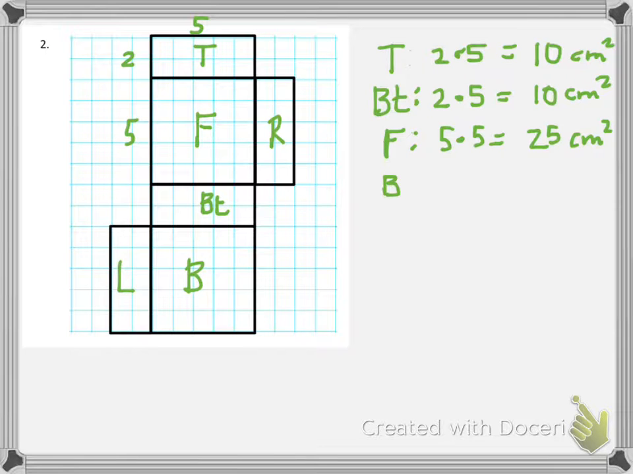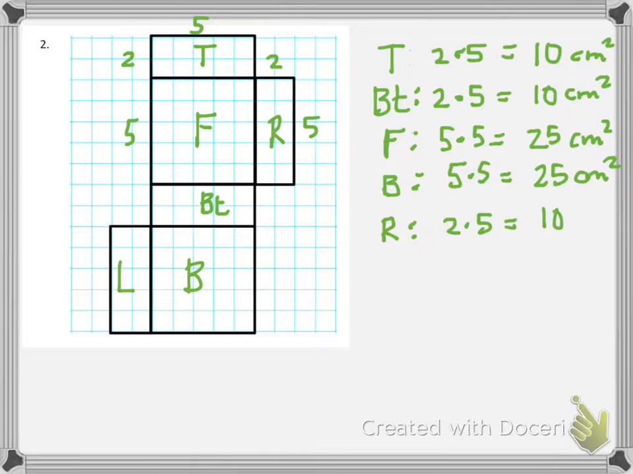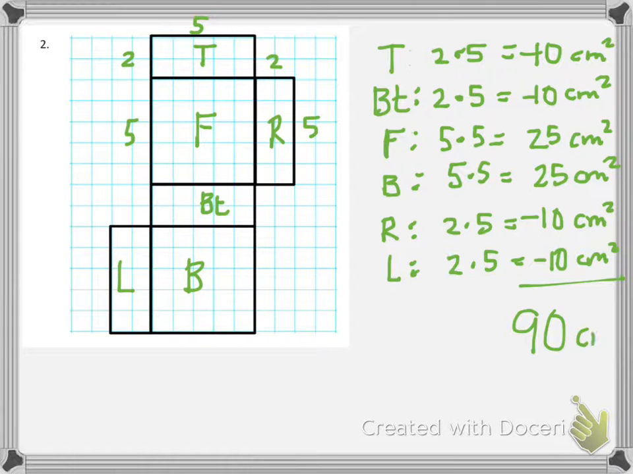And the back would be the same size, also a 5 times 5 square. That's 25 square centimeters. And then we have to do the right side is a 2 by 5. So the right side is a 2 times 5, that's 10 square centimeters. And the left side's the same as the right, also a 2 times 5 for 10 square centimeters. And then we add them up. So 25 and 25 is 50, 60, 70, 80, 90. So this is 90 centimeters squared is the surface area of that rectangular prism.